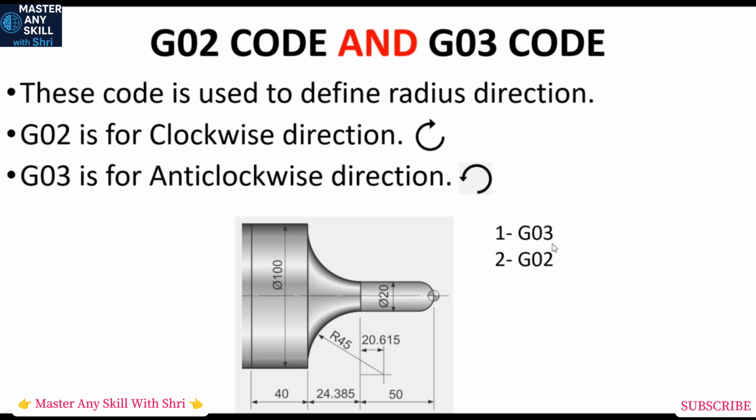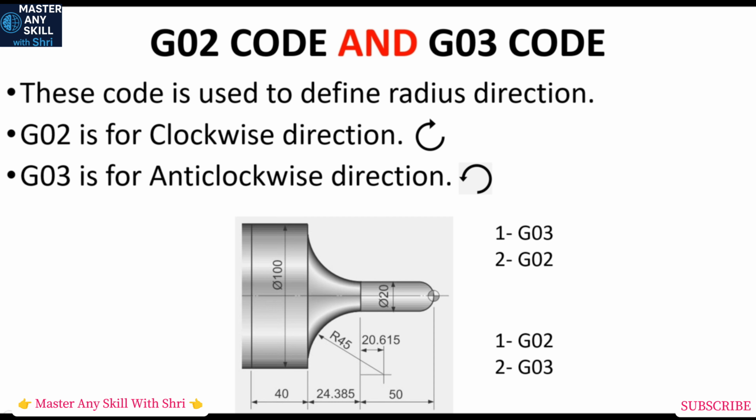So use G03 which is for anti-clockwise direction. And second radius is in clockwise direction. So there we use G02 code. So this is for that tool which is coming from upper side. And if tool is coming from downside, at that time first radius that it will cut is in clockwise direction. And for clockwise we use G02 code. And second radius is in anti-clockwise direction. And for anti-clockwise we use G03 code.